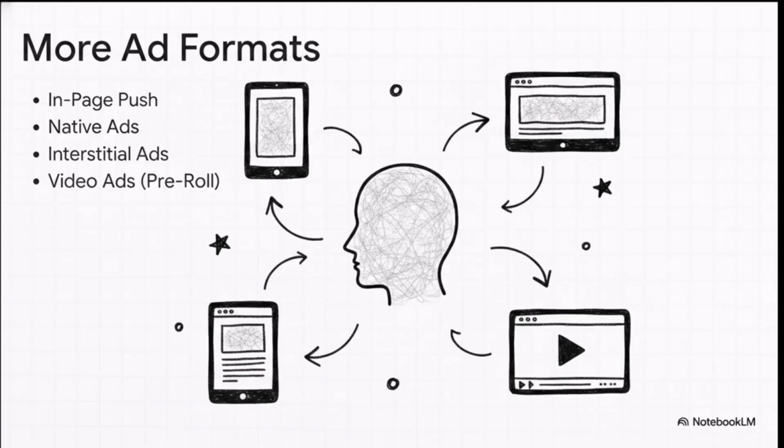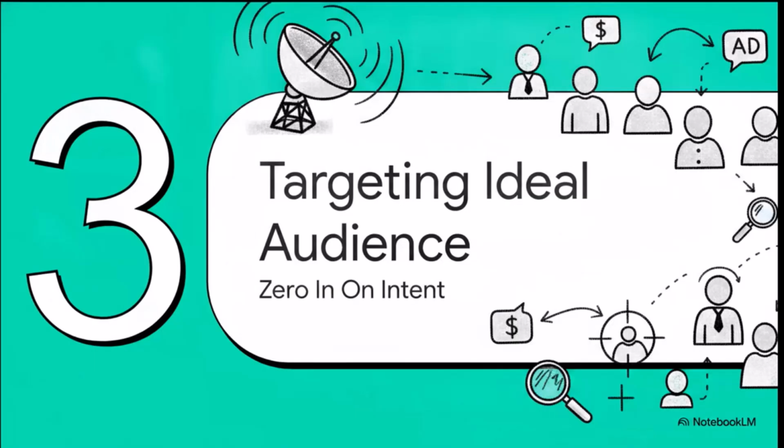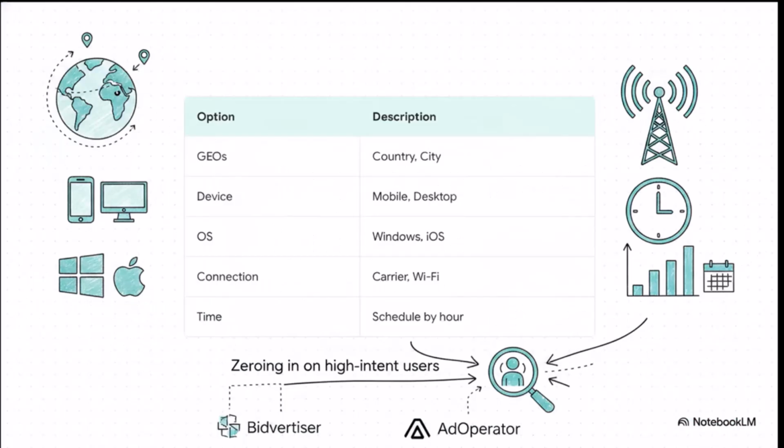Which brings us to Section 3, targeting your ideal audience. Having killer ads is totally useless if you're showing them to the wrong people. Let's see how these platforms act like a high-powered radar. The level of granularity you can control right out of the gate is frankly amazing. Using parameters from platforms like Bidfortizer and Ad Operator, you can really zero in on high-intent users.